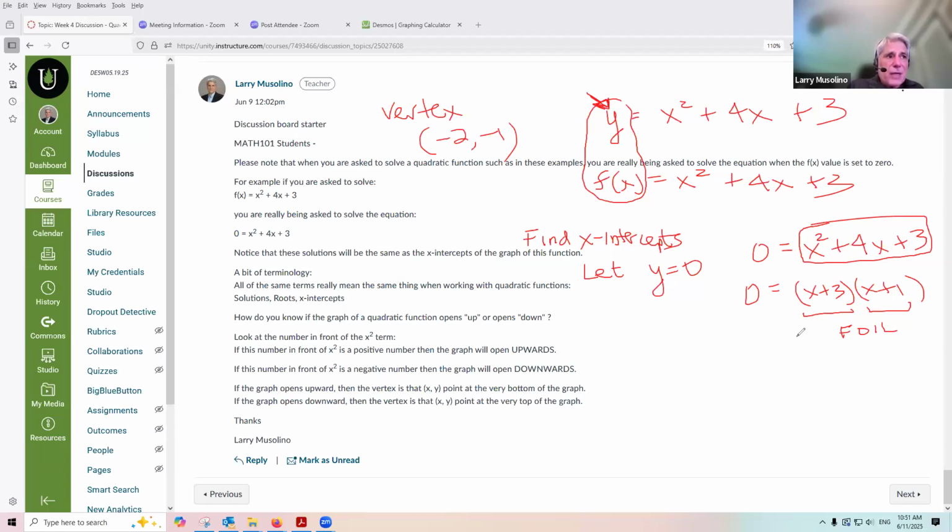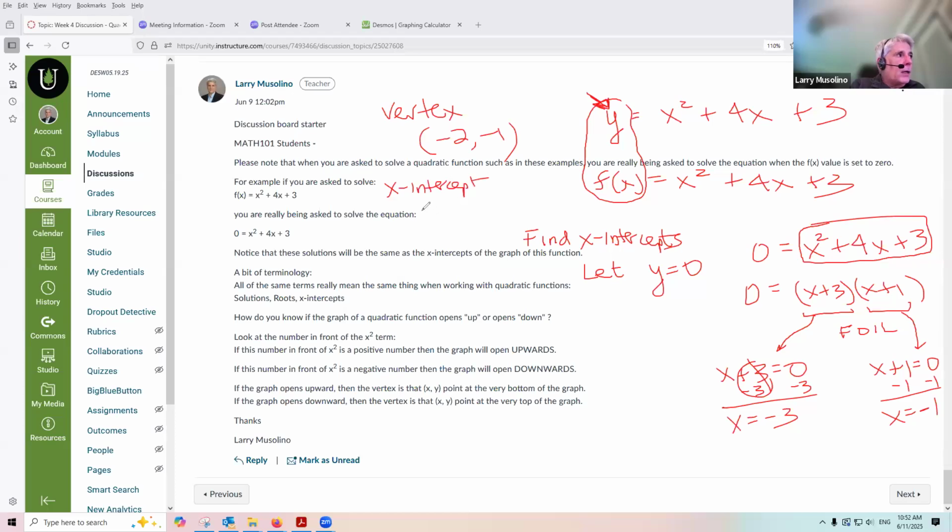Now the next step is you take each one of these parentheses and separately set them equal to 0. So I'm going to take x plus 3 equal to 0 and x plus 1 equal to 0. Well, now I can solve each one of these equations. I'm going to subtract 3 from both sides here. That gets me x equal negative 3. And I'm going to subtract 1 from both sides here. That gets me x equal negative 1. So our x-intercepts are negative 3 and negative 1. I'm going to write them as negative 3 comma 0, negative 1 comma 0.